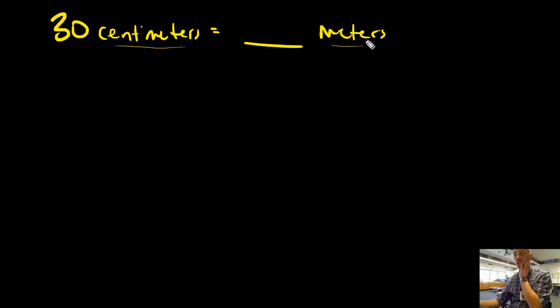Let's start off with a problem. This is 30 centimeters, and we want to find out how many meters that would be. We're going from something small in centimeters to something bigger in meters. Right away, I want to take a guess. Is 30 centimeters more or less than 1 meter? It's going to be less, because there are 100 centimeters in 1 meter, and 30 would be much less than that.